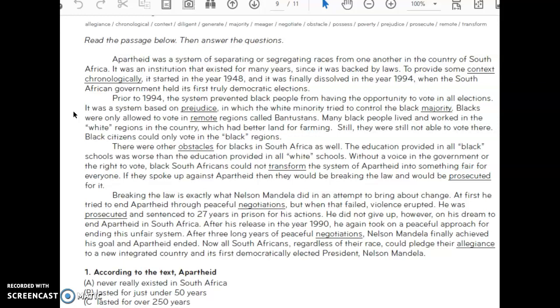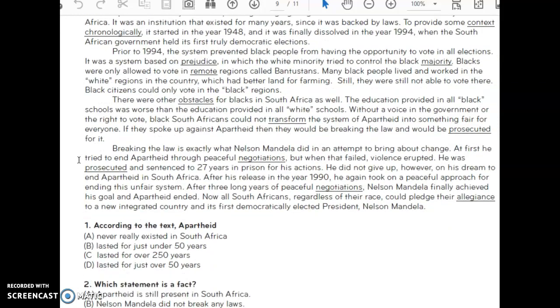Blacks were only allowed to vote in remote regions called Bantustans. Many Black people lived and worked in the white regions in the country which had better land for farming. Since they were still not able to vote there, Black citizens could only vote in the Black regions. There were other obstacles for Blacks in South Africa as well. The education provided in all Black schools was worse than the education provided in all white schools. Without a voice in the government or the right to vote, Black South Africans could not transform the system of apartheid into something fair for everyone.